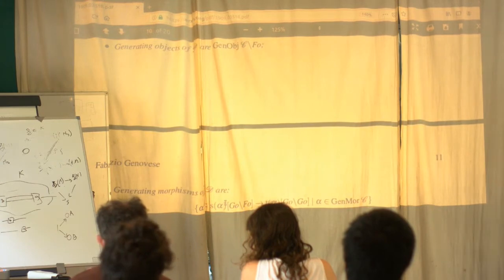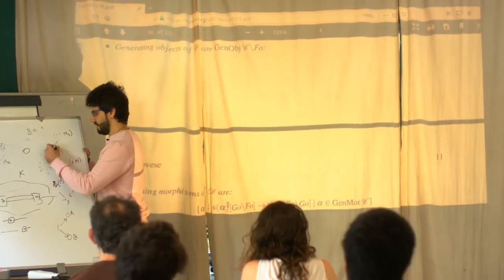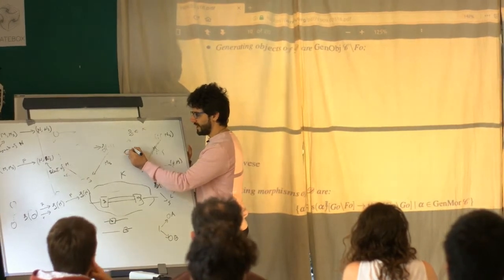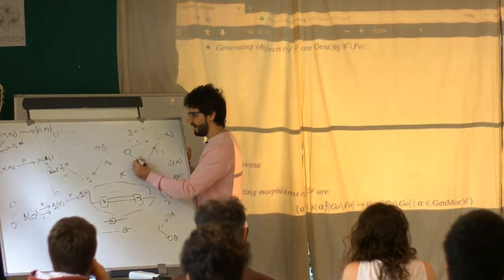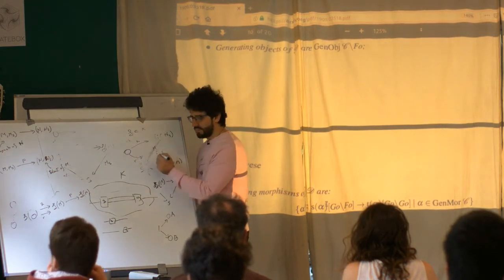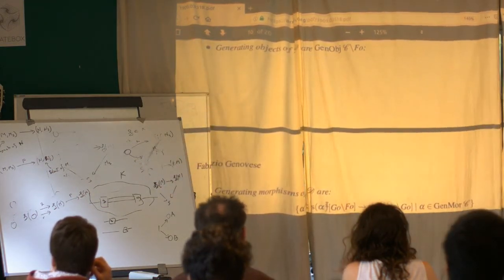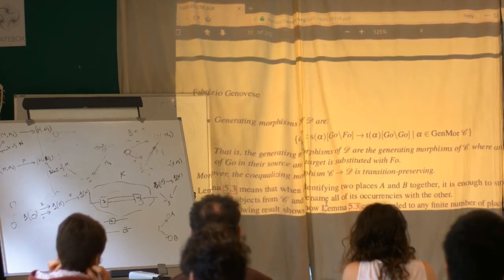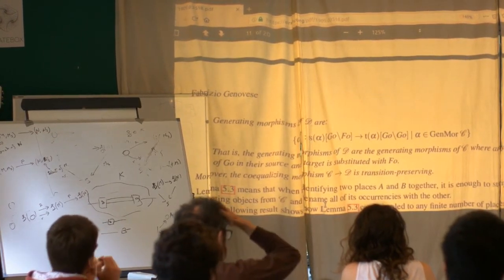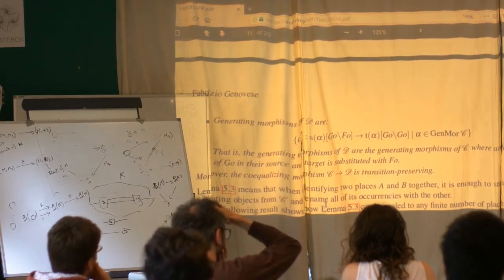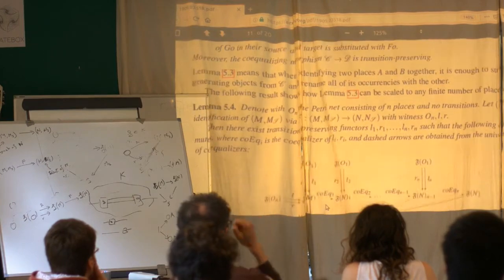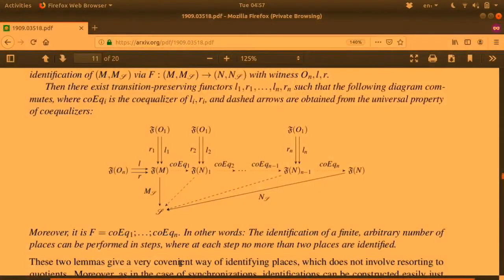So the first thing one notices is that if this net O has only one place, then these L and R are sending this place to different places of M, then the coequalizer of these two functors is just obtained by renaming all the instances of one of the two objects with the other. And when you have a finite number of places in O, then you can basically build this kind of thing where in each step I just identify two things until I identify all of them.